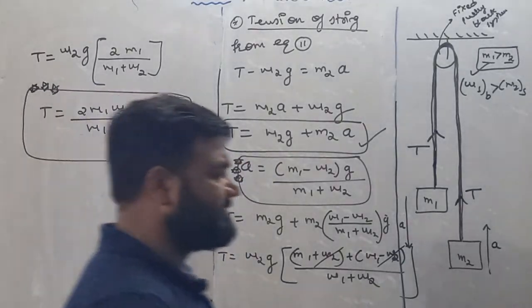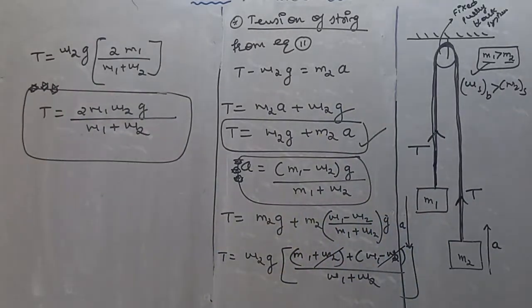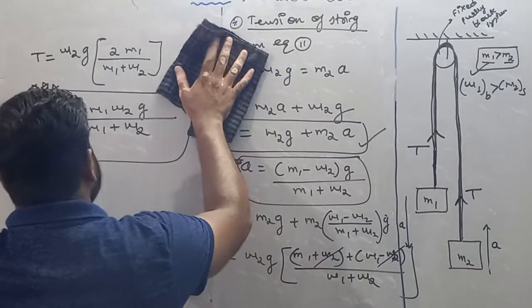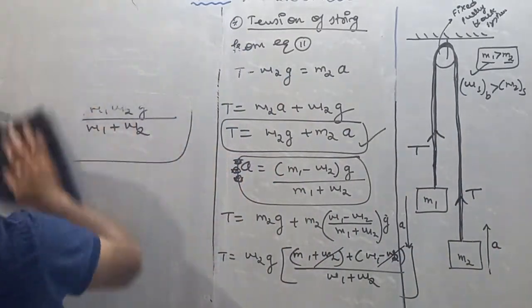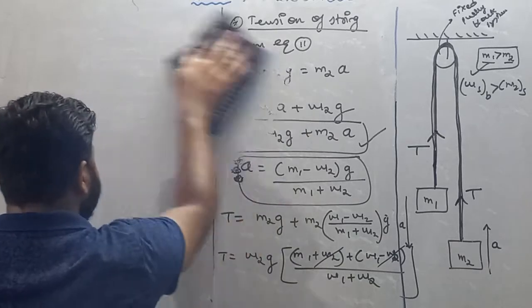So the value of acceleration is a equal to mass of bigger block minus mass of smaller block, into g, upon mass of bigger block plus mass of smaller block, and the value of tension is T equal to 2 m1 m2 g upon (m1 plus m2). So I hope you all understand this concept. On this concept, let's make some numericals.